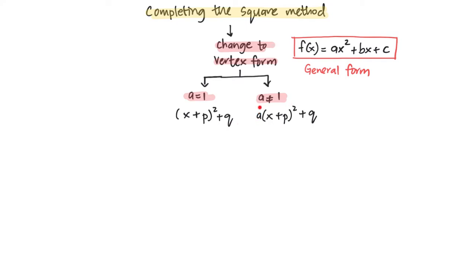And if a is not equal to positive 1, what will happen? A will be factorized out here, and then x plus p squared plus q. But remember, the p on the left side and the p on the right side aren't the same. This is just some kind of variable we're going to use. But the a in here, when a is not positive 1, is the same as in the general form. Okay, let's start with a equals 1.